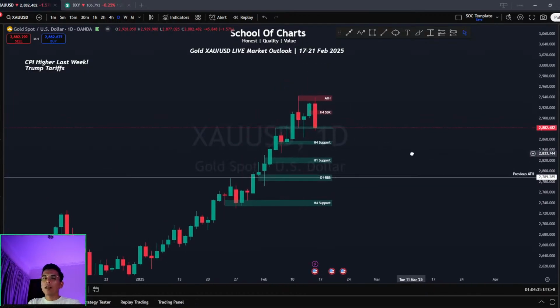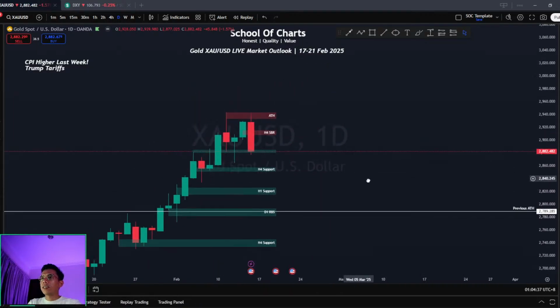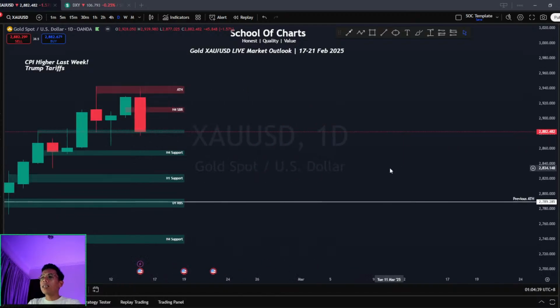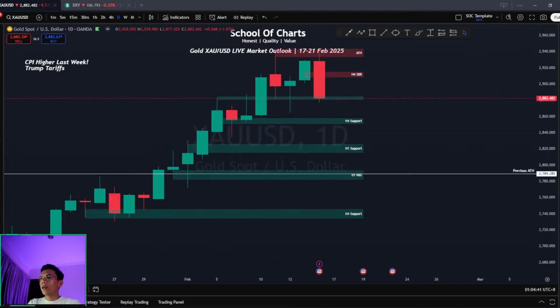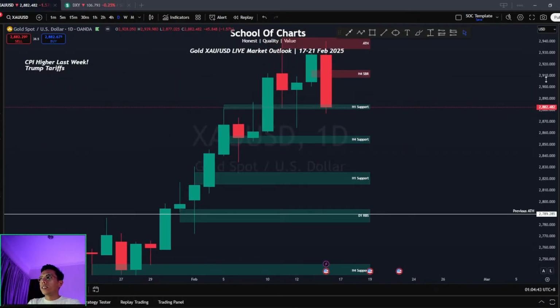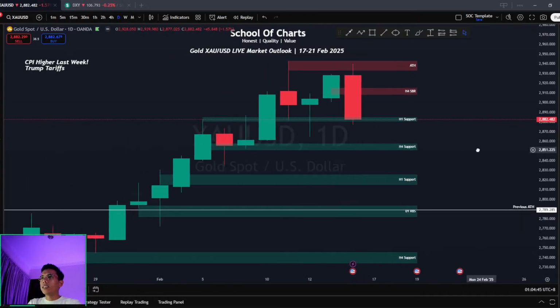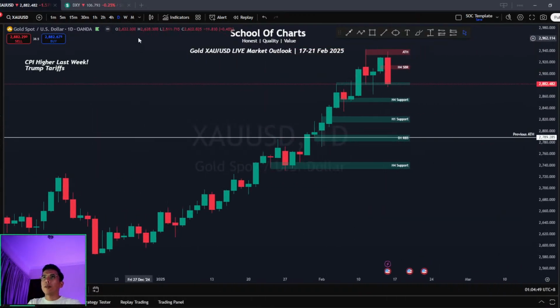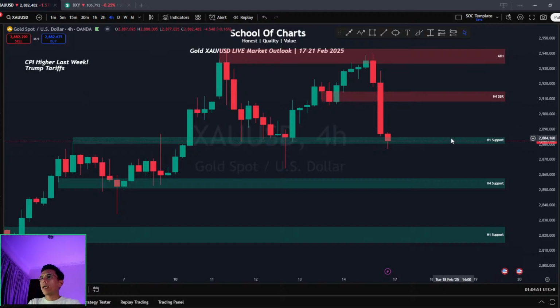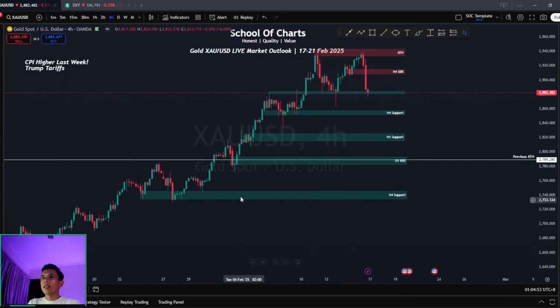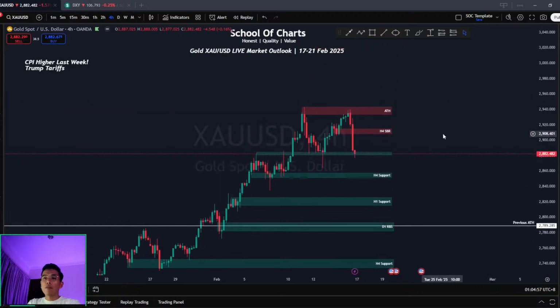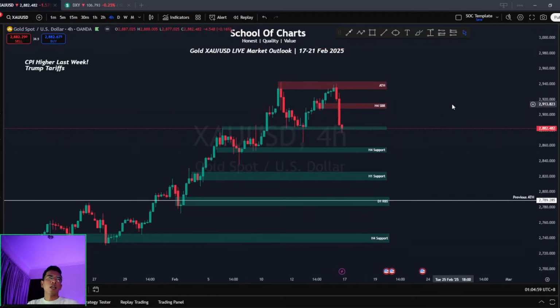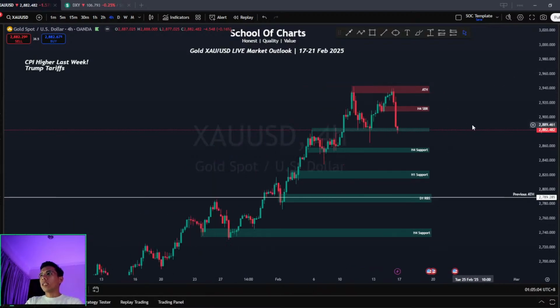And with Trump right now becoming the president, we still have uncertainties with the war in the Middle East and also with Ukraine and Russia. So that is also going to still give a positive impact on gold, and can make gold a safe haven asset for investors. So that's why I'm still bullish on gold, even though we have a strong bearish rejection.